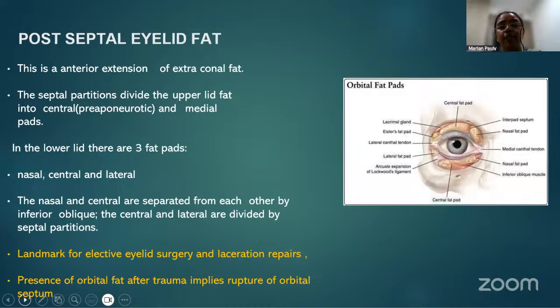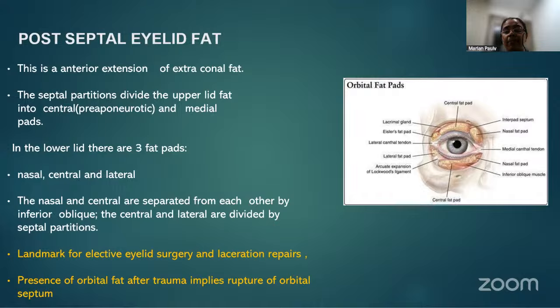Now move to the fat behind the septum, that is the post-septal eyelid fat. It's an anterior extension of extraconal fat. The septal partitions divide the upper eyelid fat into a central fat pad and a medial fat pad. In the lower eyelid, there are three fat pads: one is nasal, and the central and the lateral fat pad. The nasal and central are separated by the inferior oblique muscle, and the central and lateral are divided by septal partitions.